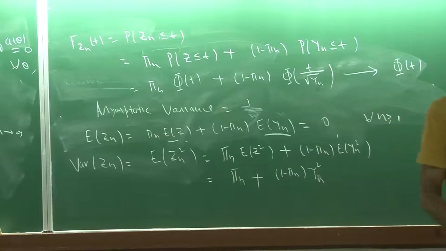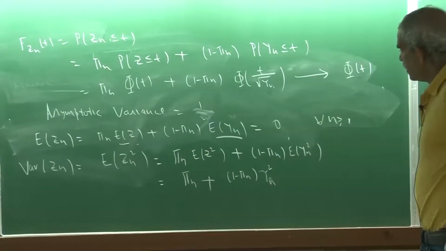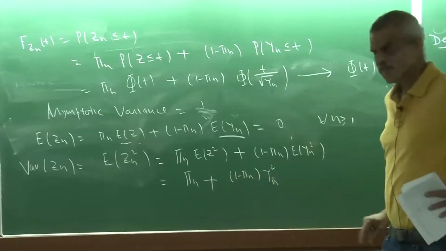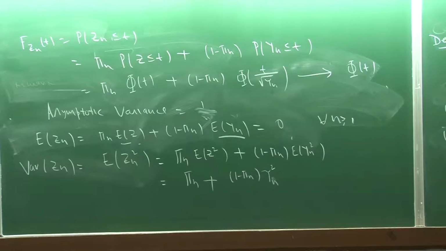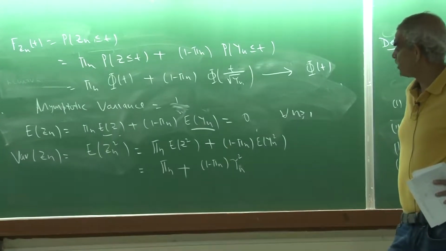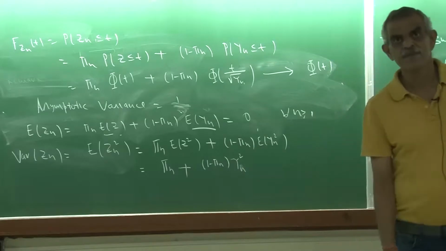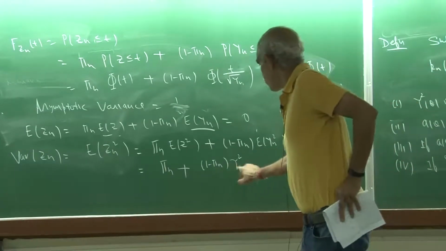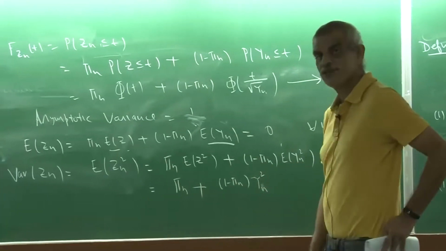So the thing which I want is this should not go to 1, because the asymptotic variance was 1. Pi n itself goes to 1. So that means I want 1 minus pi n tau n square not to go to 0. But pi n and tau n have a condition that pi n goes to 1, or 1 minus pi n goes to 0, and tau n square goes to infinity. So this goes to 0, this goes to infinity, and I want that the product should not go to 0.